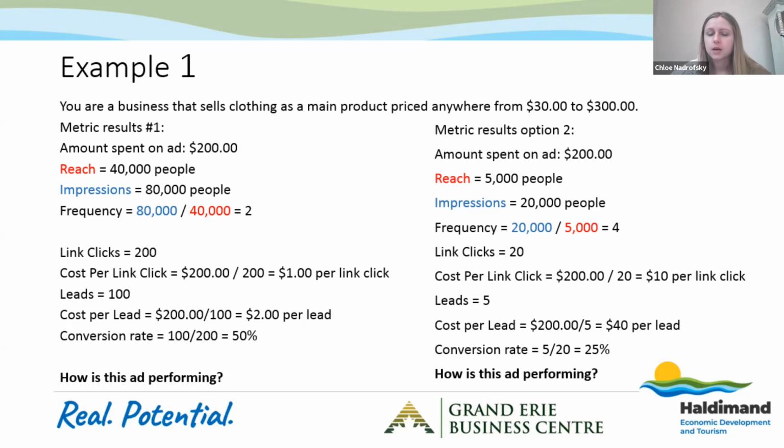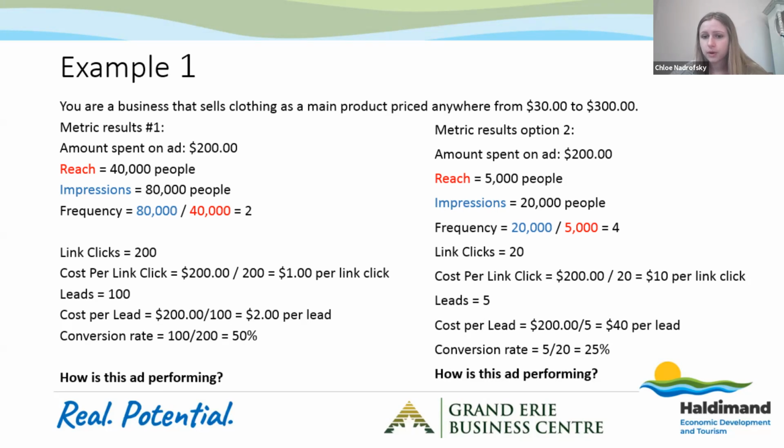In this case, they had 20 link clicks. So the cost per link click is $10 per click. It's the $200 spent on the ad divided by 20. And then the leads this time is 5. Cost per lead is 200 divided by 5, which is $40 per lead. And our conversion rate is 5 leads divided by 20 link clicks, which is 25%.